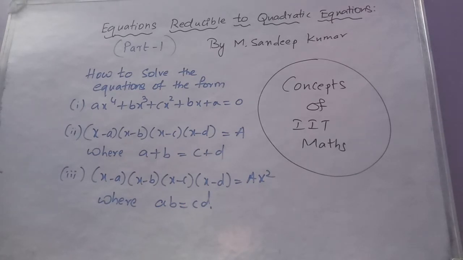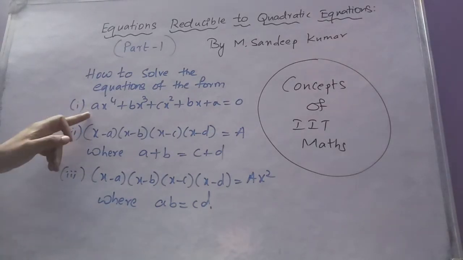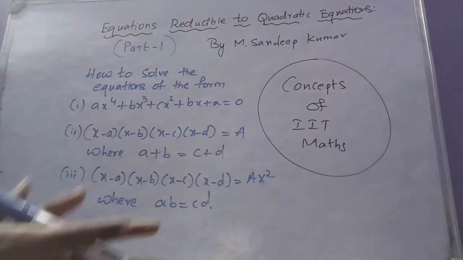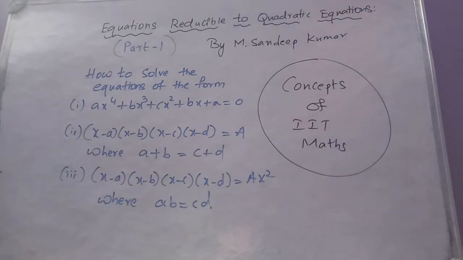Today's chapter is quadratic equations and today's subtopic is equations reducible to quadratic equations. This is part 1. We also have part 2. So total there are 5 models that I'm going to discuss. Among that, in this video we can discuss these 3 models. How I'm going to convert these 3 forms into quadratic equations and how I'm going to solve it with examples.